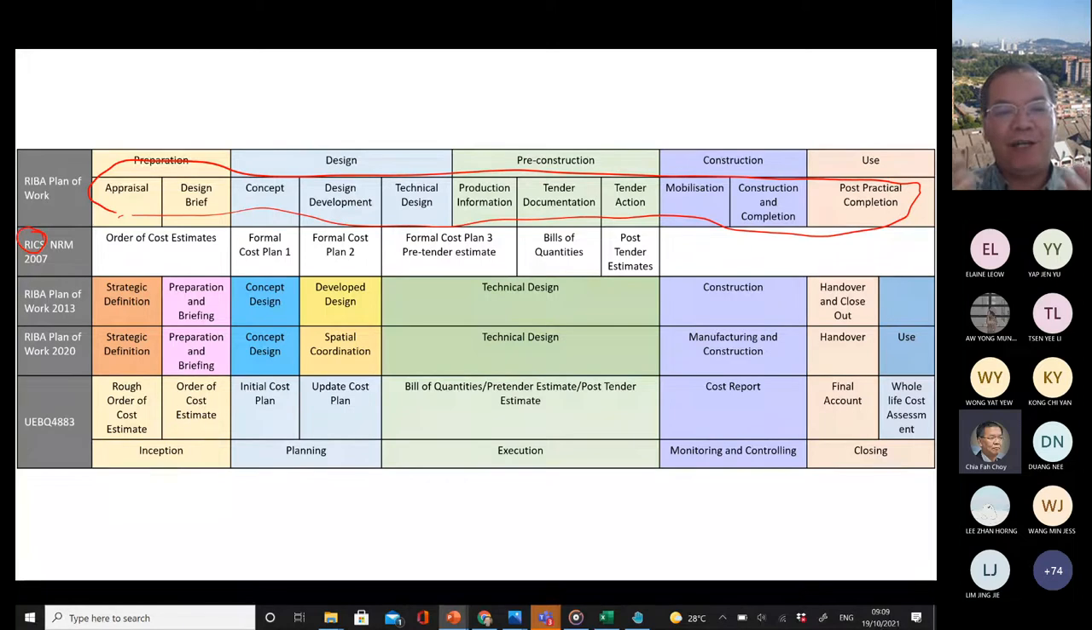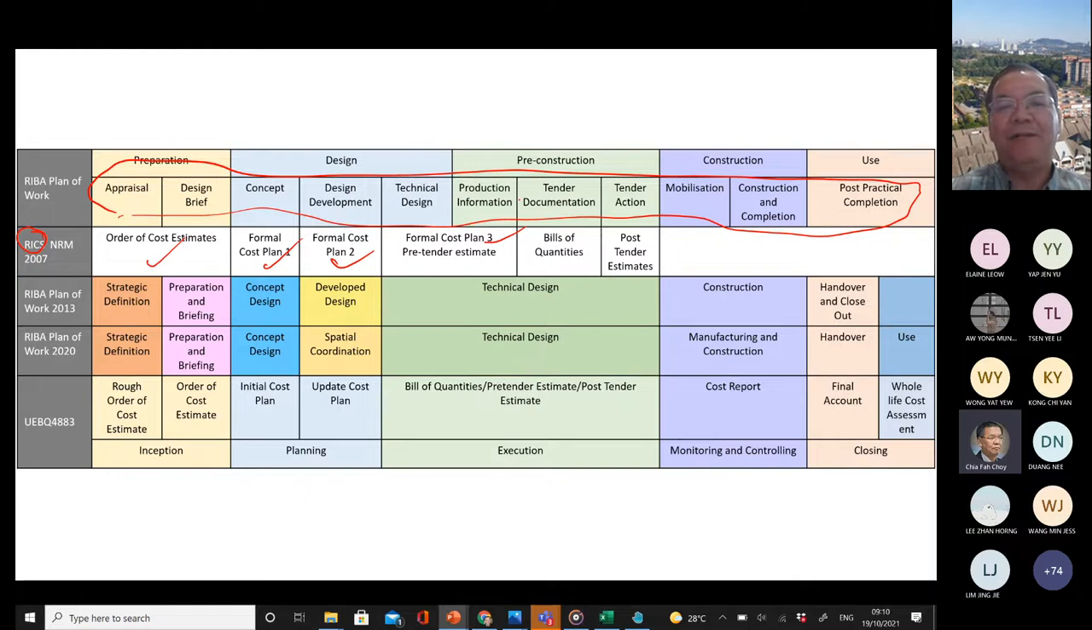So for the QS involvement, during the preparation stage, we need to prepare an order of cost estimate. That is exactly what I expect you to do in the synopsis. I will come to that later. And then during the design stage, as a QS, you are supposed to do the cost plan. It could be many, many cost plans, not necessarily limited to cost plan three.